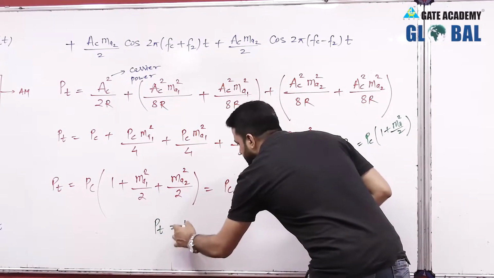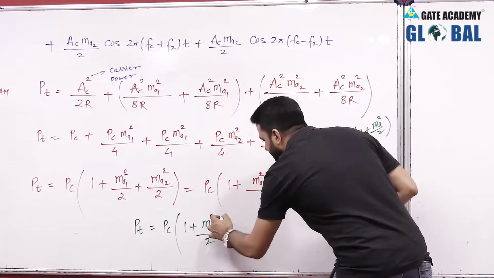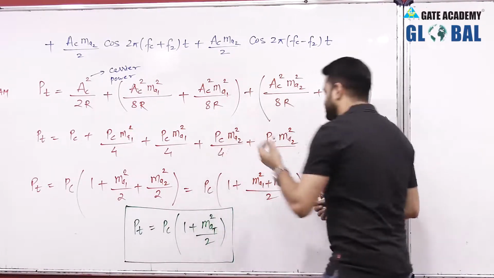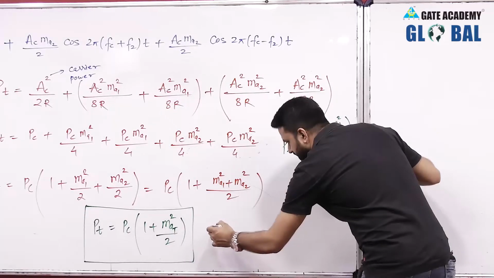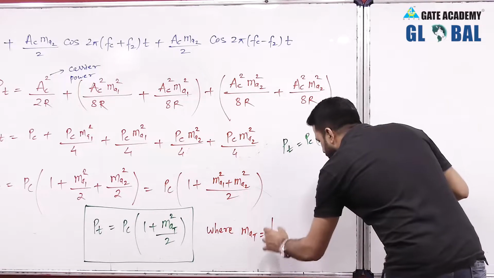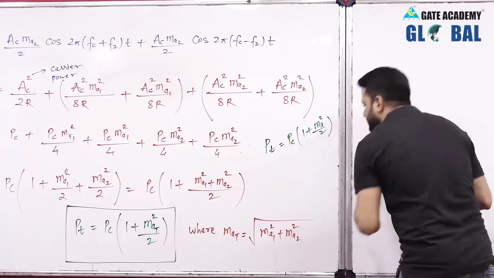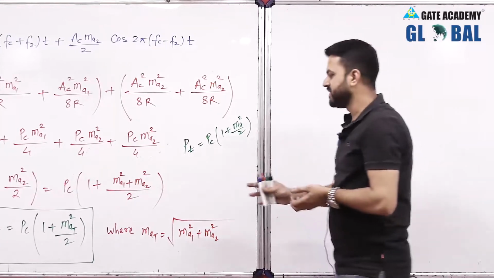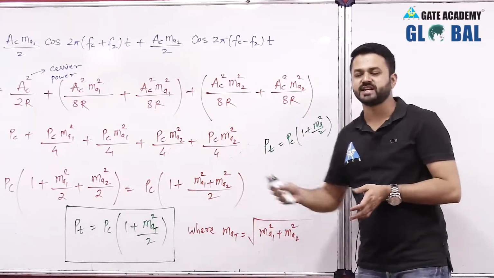Pt is equal to Pc in bracket 1 plus Ma total square divided by 2. In this way we can write. So here Ma total is root over Ma1 square plus Ma2 square. So in general, if we have more than one frequency component, we can calculate the total power in a similar way as we have calculated for single tone modulating signal.